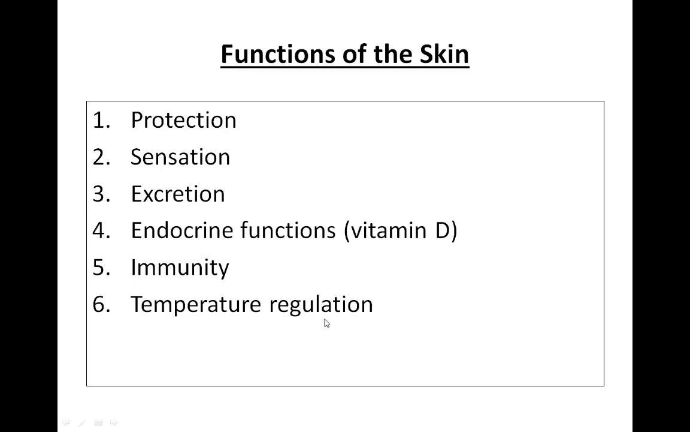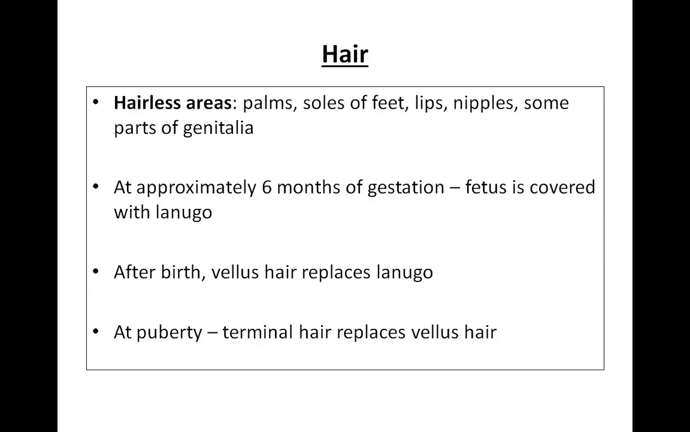Then temperature regulation by dilatation and constriction of the blood vessels. Then hair, which is one of the appendages of our skin. Hair is present almost all over the body, except over the thick skin, that is the palm and sole of the feet. Then again lips, lip is not thick skin but hair is not present. Then nipples, and some parts of the genitalia, it is not present.